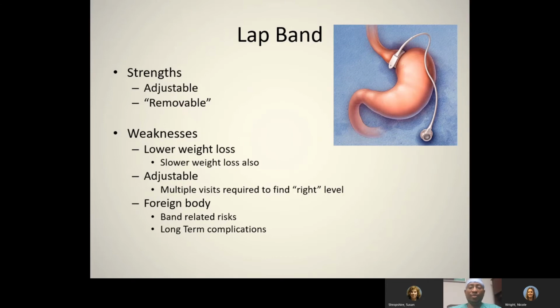But if we inflate it too much, then when you go home, you try to eat and nothing goes down and you're throwing up. So we have to deflate the balloon, but then it's not squeezing or doing anything. You kind of bounce up and down so you can get a perfect level.